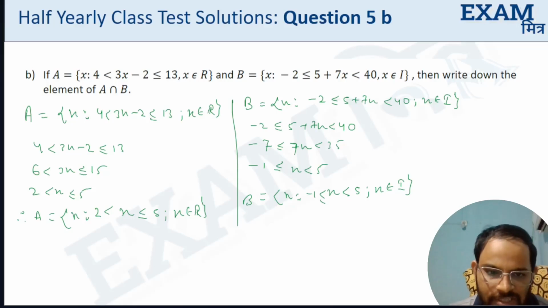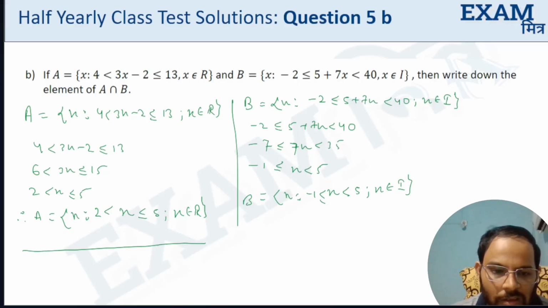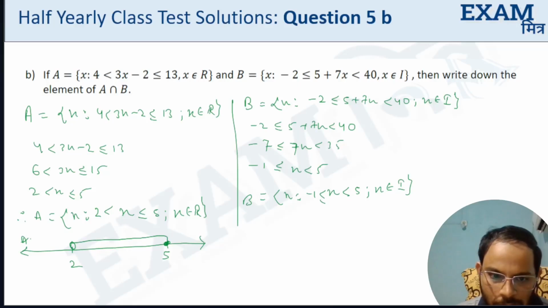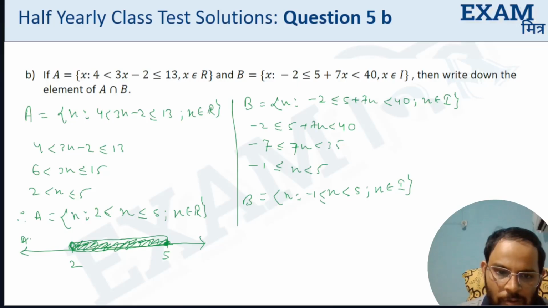Now let's see this visually by representing them on a number line. So for A, x lies between 2 and 5, and it includes 5, and x is a real number. Since x is a real number, it will include all the values between 2 and 5 except 2, because there is no equal to sign at this place. So this will be the representation of the solution set of A. This is an open circle.